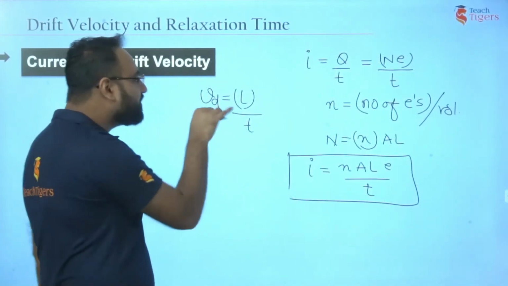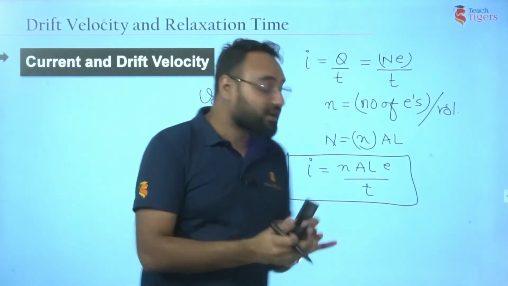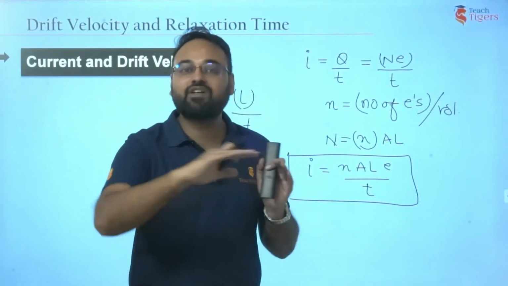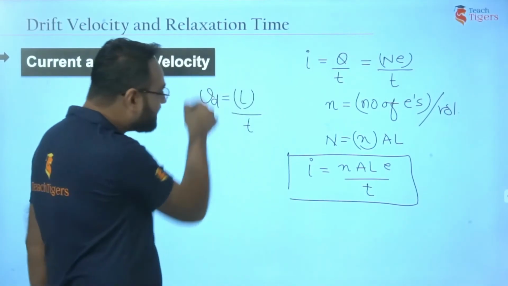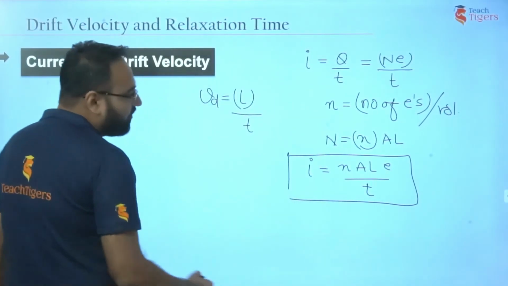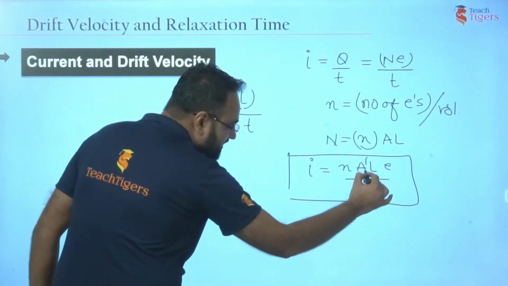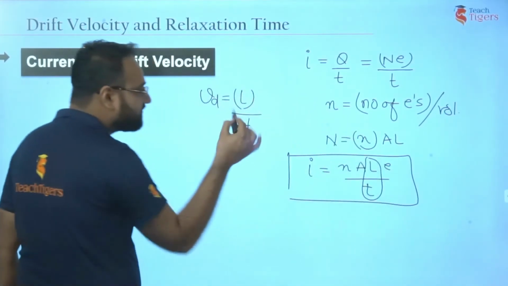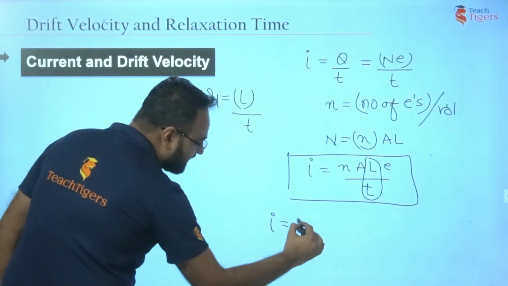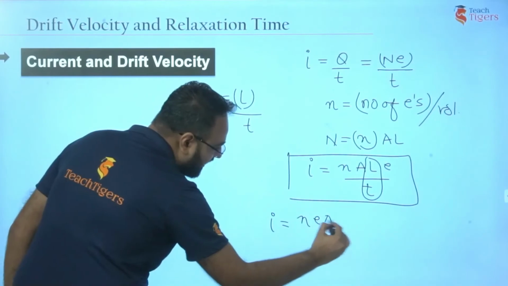Because we are assuming that they are moving with a constant velocity, because this drift velocity we are assuming to be average velocity, right? Average constant velocity. Therefore, we can apply this formula: speed is equal to distance upon time. Now, in this expression, this L upon t, we can replace it with VD. So the expression we get is I is equal to NEA VD.